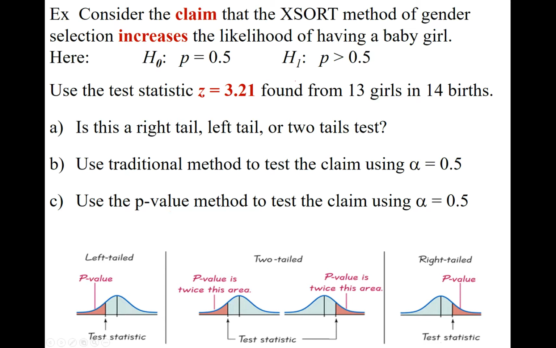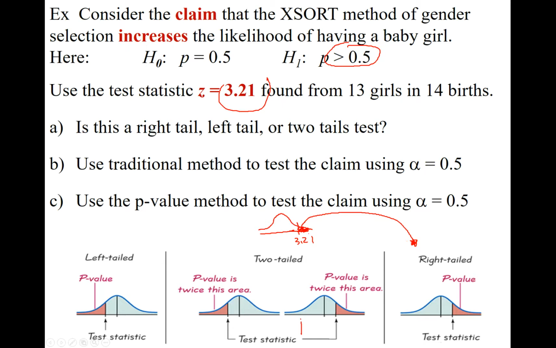For the p-value method, first of all, this is a right tail test. Therefore, I'm going to draw a bell-shaped curve. Mark the test statistic, which is 3.21. And what is my p-value? The p-value is the area to the right of this test statistic. So this is the graph I'm referring to.